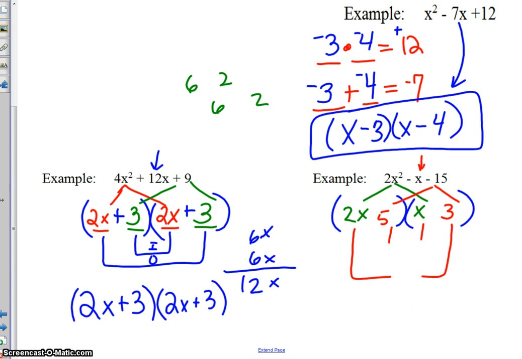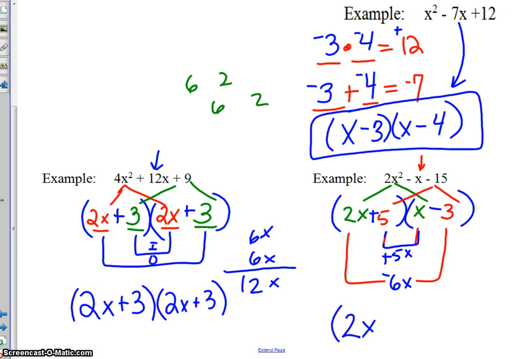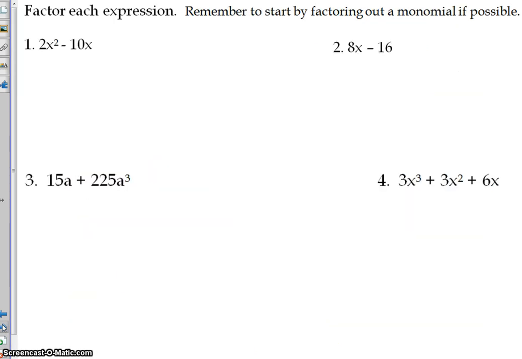That changes these. So now my inside, there we go, I'm sorry, my inside would be 5x. My outside would be 6x. Hey, there's a way I can get a negative x. If this is a negative 6x and this is a positive 5x. So I want that to be positive and that to be negative. So in the end, my answer is this, 2x plus 5 and x minus 3. Okay, again, I know that's a little bit challenging. There won't be very many of those in our work. So let's go through a few.